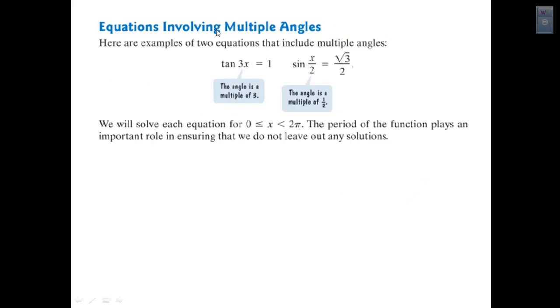Alright, now for equations that involve multiple angles, the angle is a multiple of 3 here, the angle is a multiple of 1/2 there. You solve each equation just like you normally would for 0 to 2 pi, and the period of the function plays an important role in ensuring we do not leave out any solutions. So you're going to have to remember what the period of this thing is. So find the period, and that's what you're going to multiply by n and add to it over and over and over again.